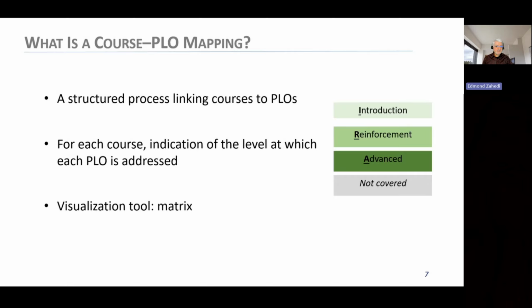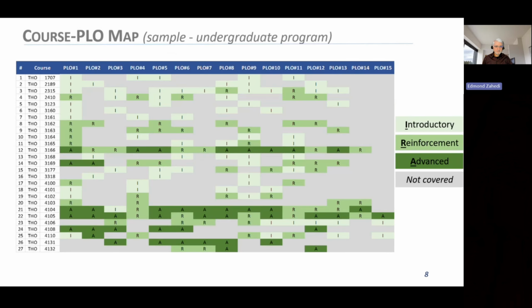Well, let's see how this looks in practice. That's a case of a sample program. I'm going to use my laser pointer here. So as you can see, you have in these first three columns the course, and I have omitted the title of the course for brevity, for representation. Then you have the PLOs here in this row, and you have the three labels: the I, the R, and the A's.